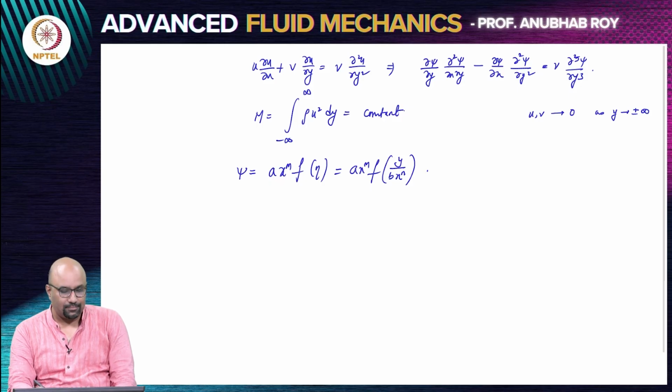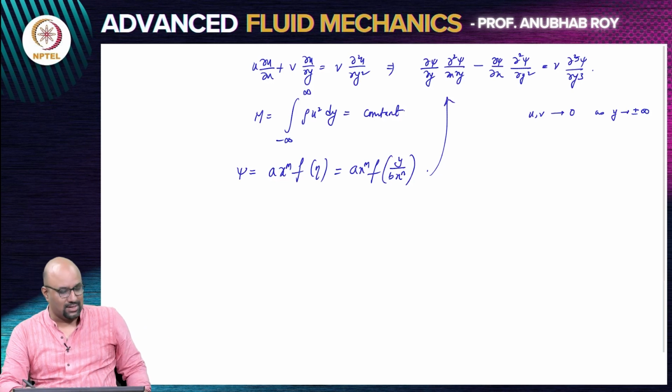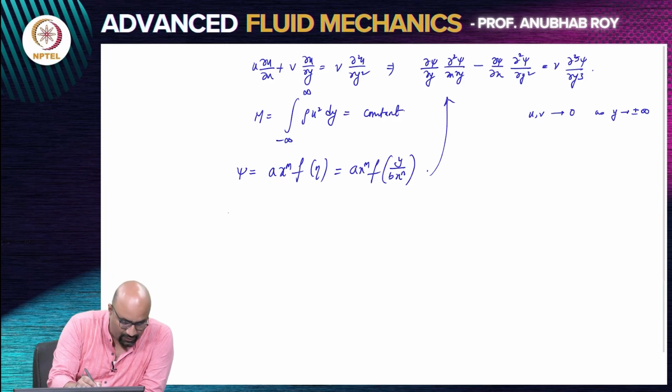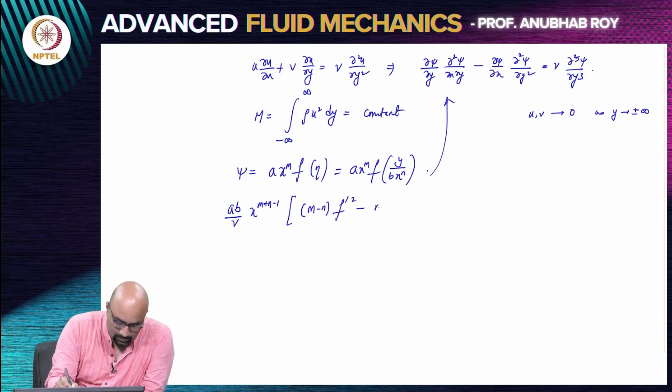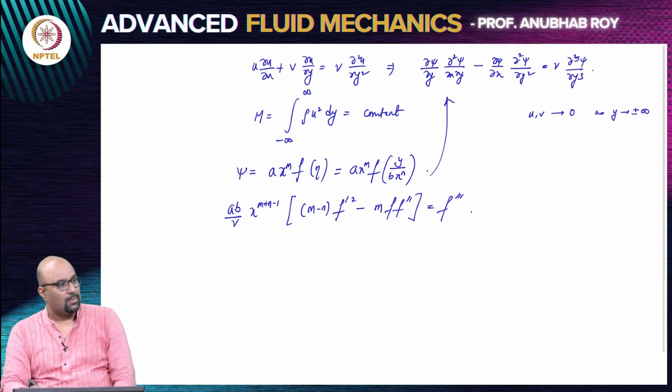I have no idea. Now, if you plug this particular expression for ψ in this equation, I will spare you the algebra, I will just write down the final expression in terms of f. So, that would be a b by ν x to the power m plus n minus 1. So, this is just doing the algebra, so this is what you would get in terms of the exponent.